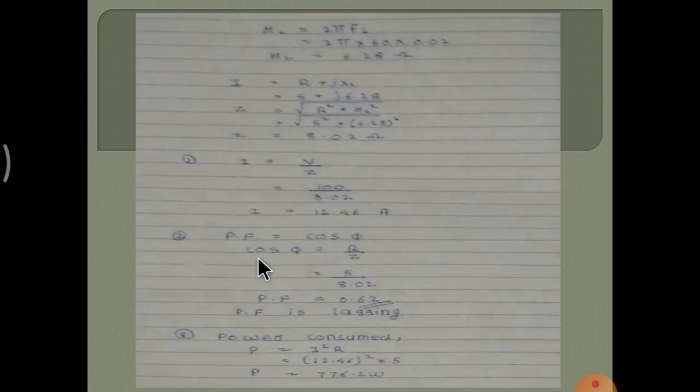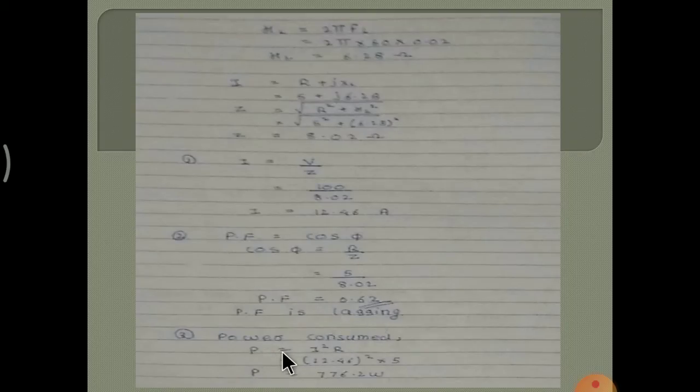After that, calculate power factor. Power factor is equal to cos phi. In cos phi, place the formula of cos phi, that is R by Z. Put the values of R and Z. R is equal to 5 and Z is 8.02. Then calculate this. We get a power factor of 0.62. Power factor is lagging because this is an RL series circuit.